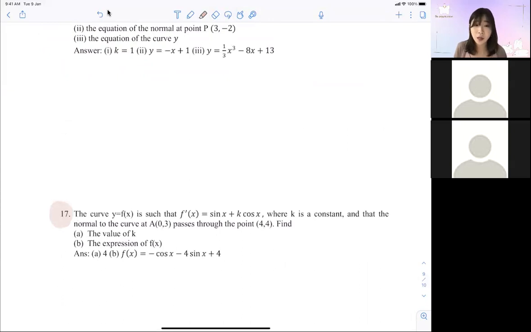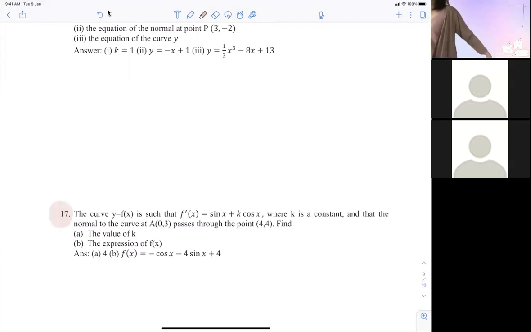This is when you differentiate, okay? Be very careful. Well done, Dylan. That's correct. Okay, good.